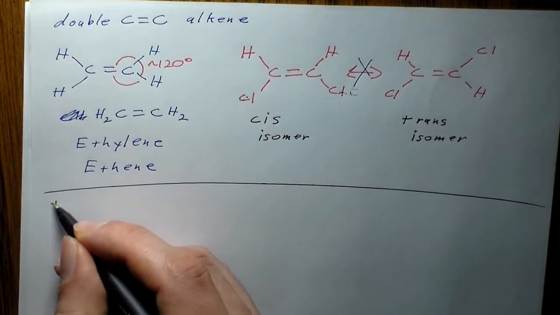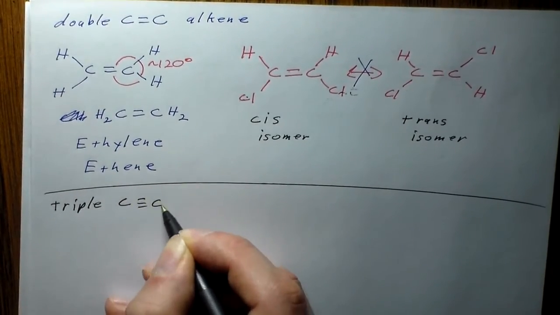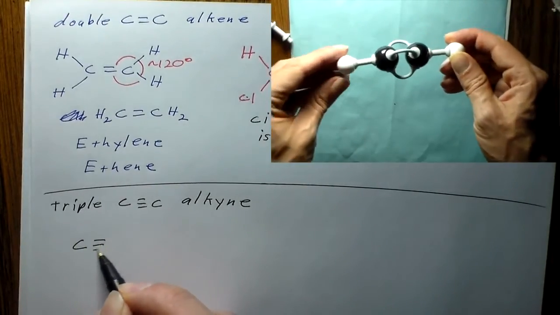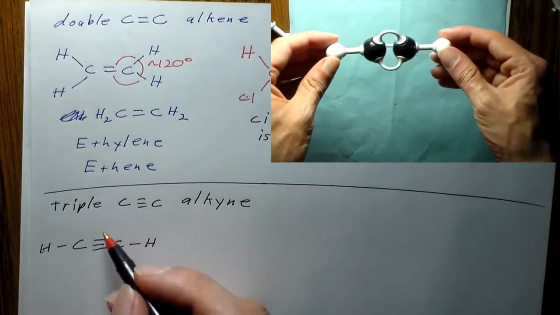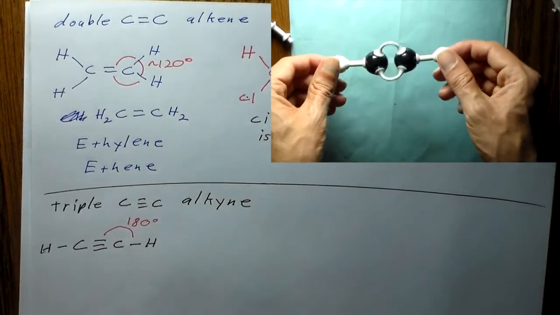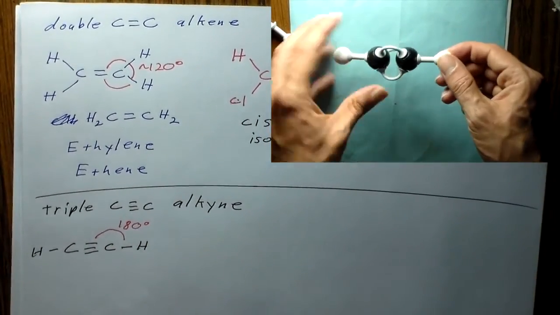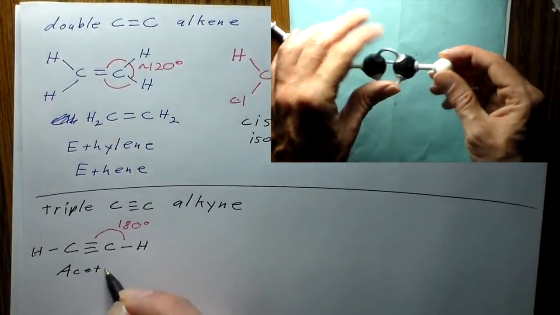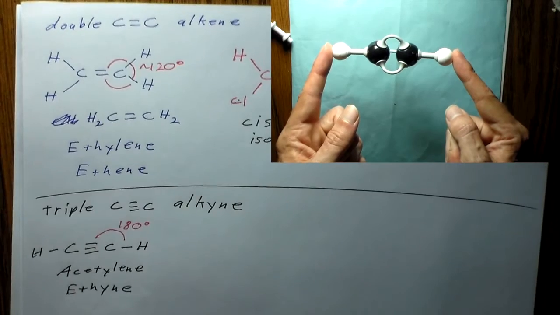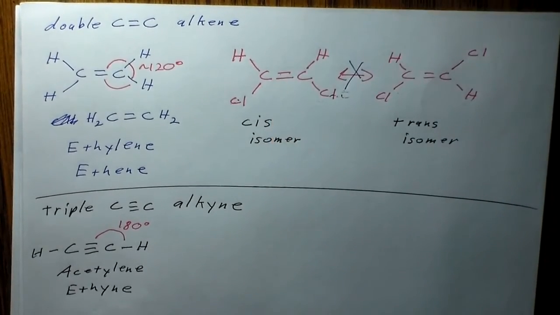So here, if we have a carbon triple bond like so, the simplest of this is going to be acetylene. And actually, this is a linear molecule. So this bond angle here is just 180 degrees. Okay, so this is a linear molecule called acetylene. Also, it is called ethine. But again, most people just refer to that as acetylene.